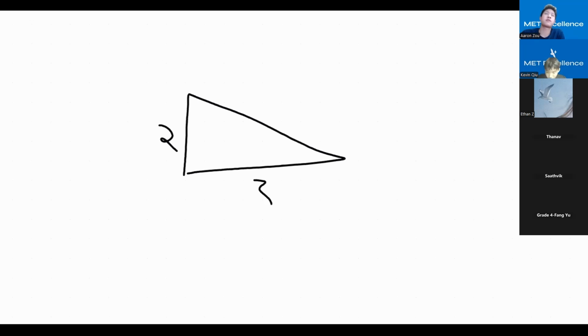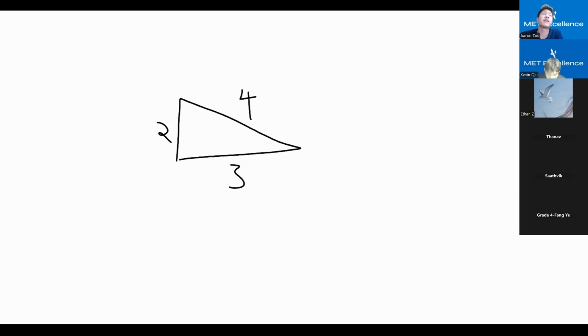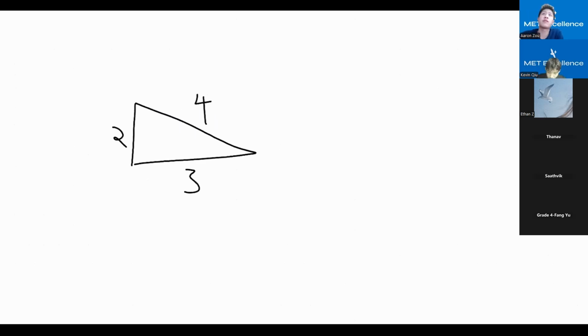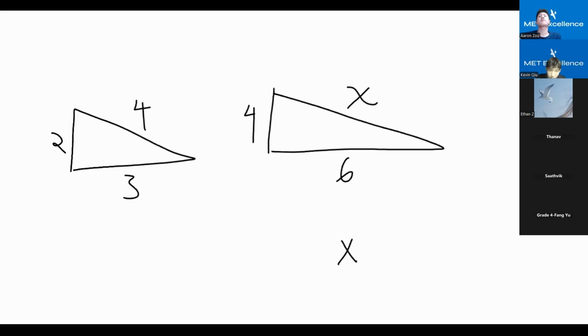But let's say I have some triangle with these measurements. And let's say I have another shape with these measurements. And let's say UMTM says, okay, these are the same shape. Now what's bigger, X or 7? They want you to compare X and 7.